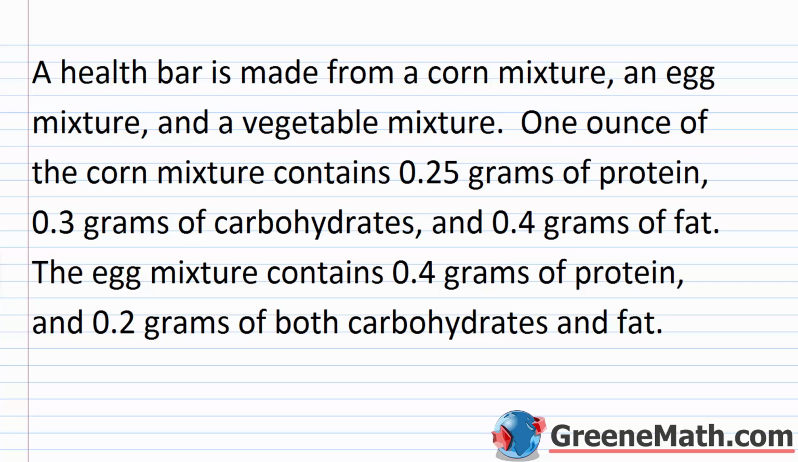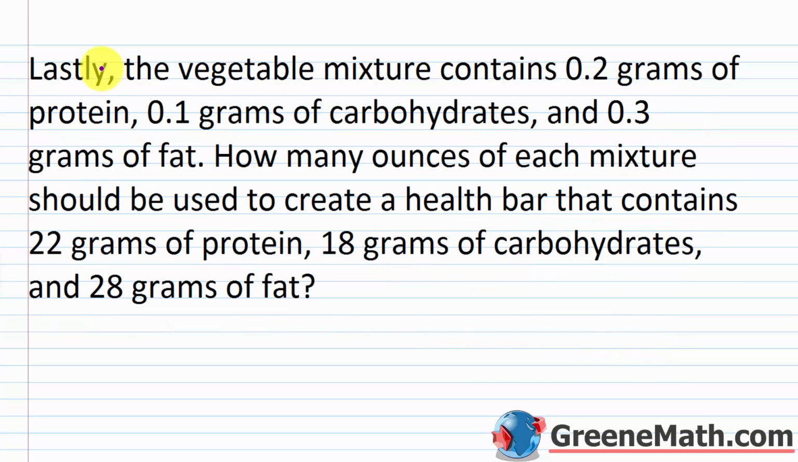All right, so let's start out with the first problem. We have that a health bar is made from a corn mixture, an egg mixture, and a vegetable mixture. 1 ounce of the corn mixture contains 0.25 grams of protein, 0.3 grams of carbohydrates, and 0.4 grams of fat. The egg mixture contains 0.4 grams of protein and 0.2 grams of both carbohydrates and fat. Lastly, the vegetable mixture contains 0.2 grams of protein, 0.1 grams of carbohydrates, and 0.3 grams of fat. How many ounces of each mixture should be used to create a health bar that contains 22 grams of protein, 18 grams of carbohydrates, and 28 grams of fat?